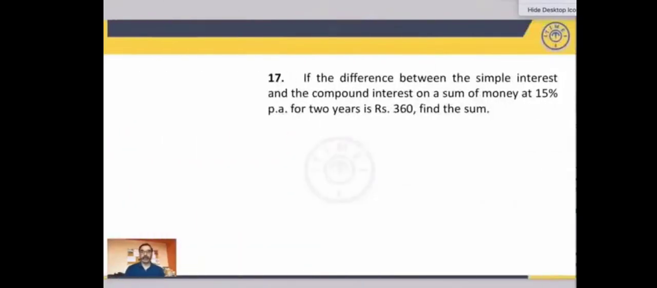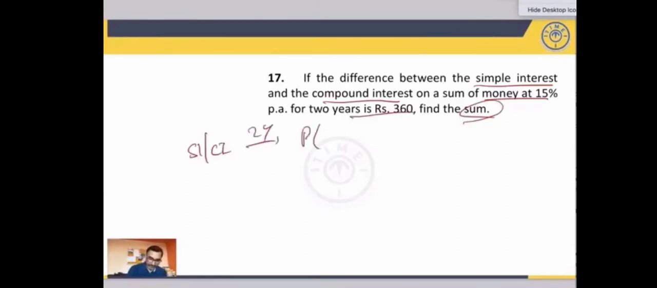Now let's move to the next question. If the difference between simple interest and compound interest on a sum of money at 15% for 2 years is 360, find the sum. In this case, the difference between SI and CI for 2 years is given as P into R by 100 whole square. Okay, so what does it say? Difference is 360. Principal we need to find out.